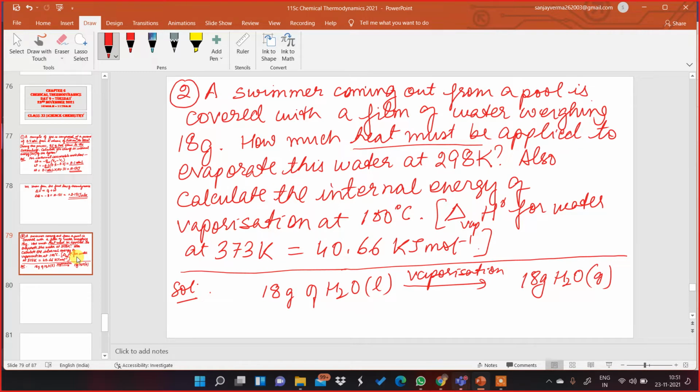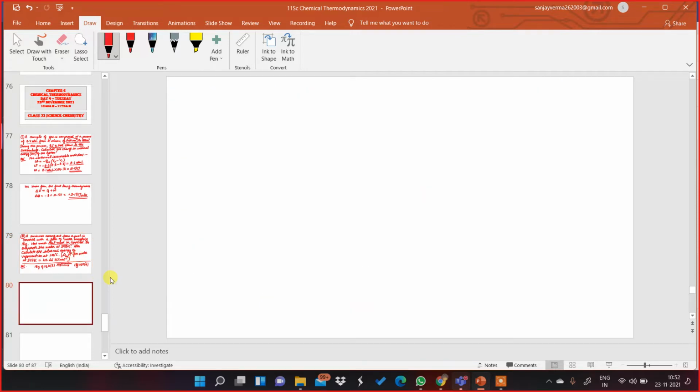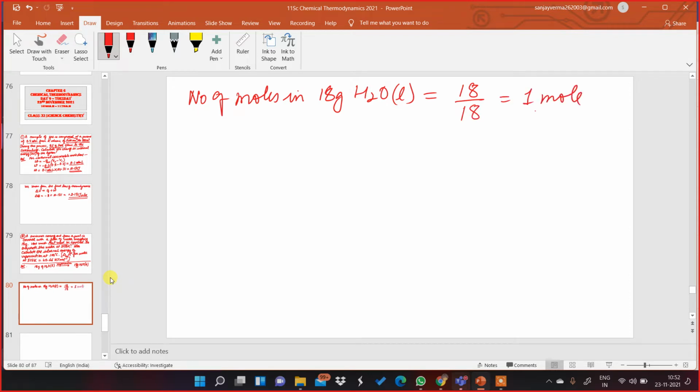Now, to get the enthalpy and the internal energy of vaporization, it is very important to get the number of moles in 18 grams of water in the liquid state. So it is given 18 grams and its molecular mass is 18. So it comes easily to 1 mole. Number of moles is 1 mole.